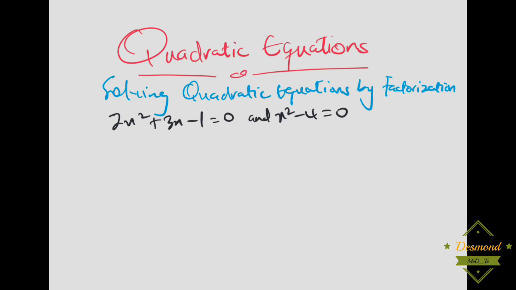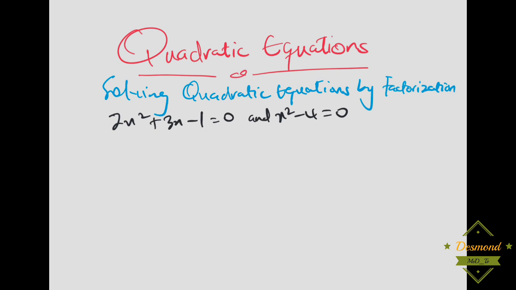Now, factorization means finding the expressions that can be multiplied together to give the expression on one side of the equation. So if a quadratic equation can be factored, it is written as a product of linear terms.